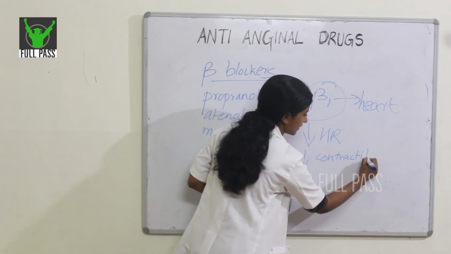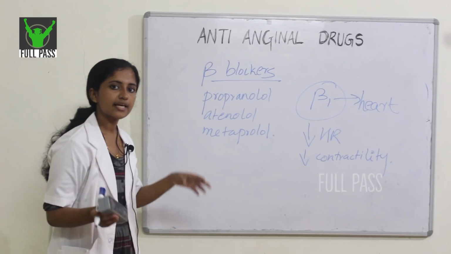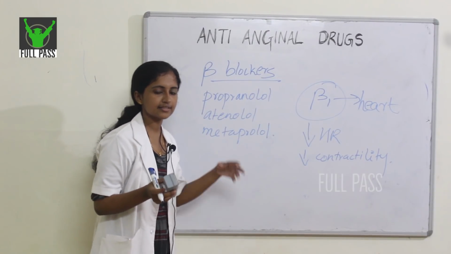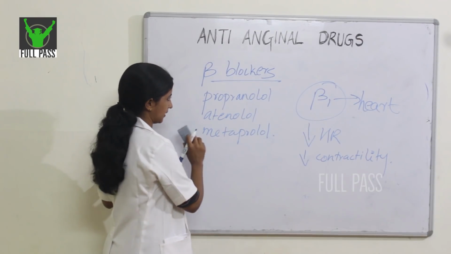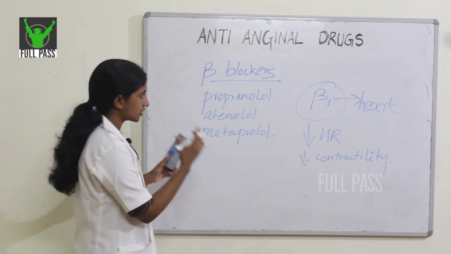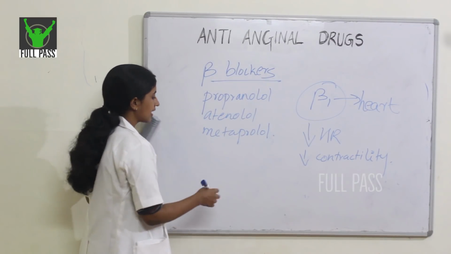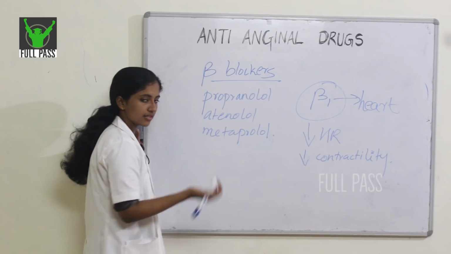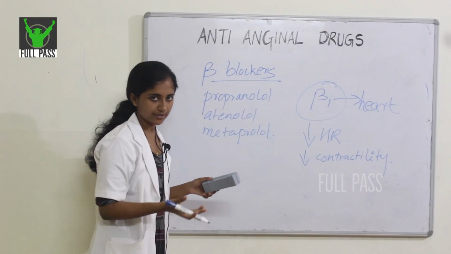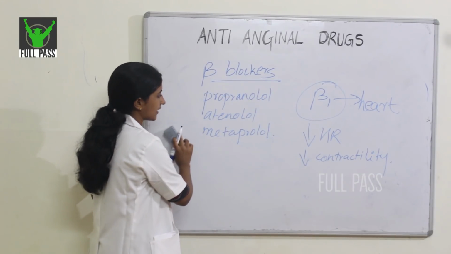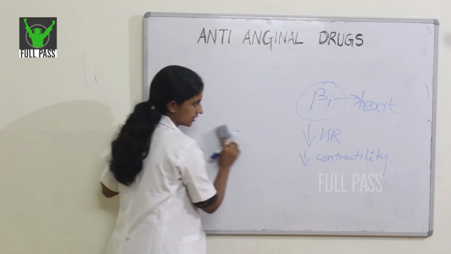So whenever there is a decrease in heart rate and contractility, the cardiac work decreases, the demand for oxygen decreases, and there will be a relief of the myocardial ischemia. This action of beta blockers is not that pronounced when the patient is at rest, but when the patient is on exertion and exercise, the action of beta blockers is more prominent. So they also help in increasing the exercise tolerance in anginal patients.